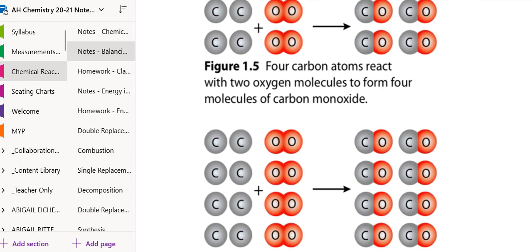What about this reaction? Is it balanced? 4 carbons in the reactants, how many in the products? 4. How many oxygens in the reactants? 4. And in the products? 4. Is this a chemical reaction? Yes. New, chemically different substances are formed. Did we create carbon or oxygen atoms? No. We just changed how the carbon and oxygen atoms were bonded to each other in themselves. Okay?